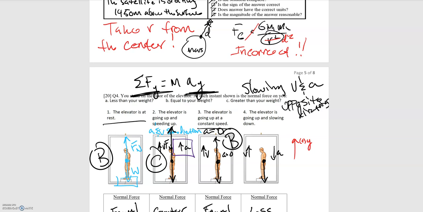So if we have acceleration downwards, what must the net force be? Well, the net force must be pointing downwards. So, for that to happen, we know that the normal force must be less than the weight force. Let's make that explicit. There we go. So what would the reading on the scale be? Remember, the reading on the scale is what the normal force is. That reading should be less than your weight force, so A.